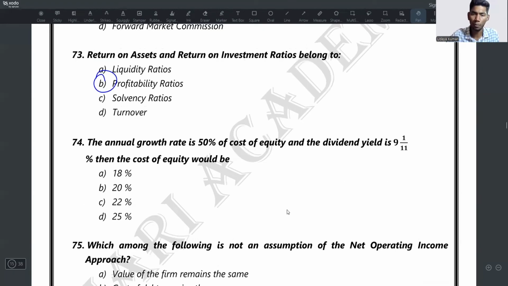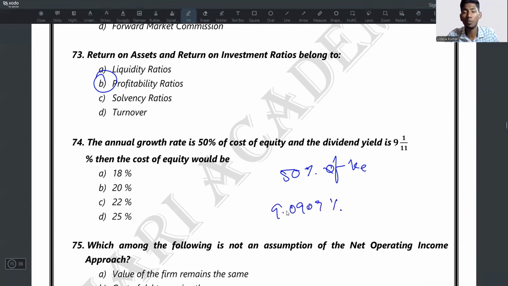The annual growth rate is 50% of the cost of equity. So he's saying 50% of KE, right? And the dividend yield is 9.1 by 11, which is nothing but 9.0909 percent. And he's asking us to calculate the cost of equity, KE, but he has given that the annual growth rate is 50% of KE. Okay, you must be careful here.